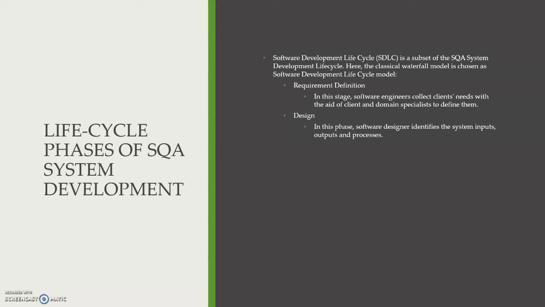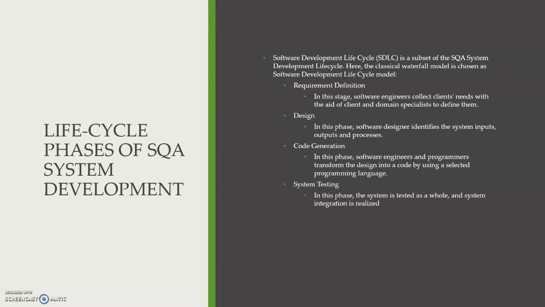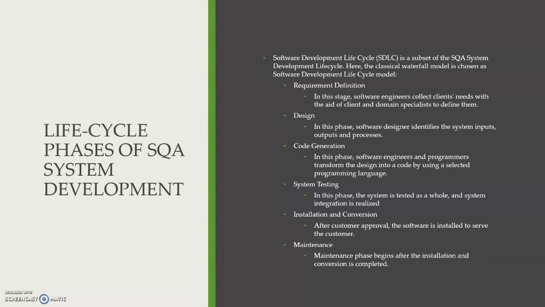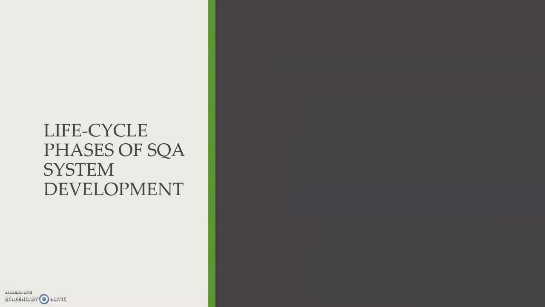Basically they design all the models, the ERD or the database design, everything inside this phase. Next is the code generation. We basically take the design and code it into the system using a selected programming language. And then the testing is important. In this phase, the system is tested as a whole and system integration is realized. Installation: after the customer approves, the software is installed to serve the customer. Next is maintenance. The maintenance phase begins after installation and conversion is completed.